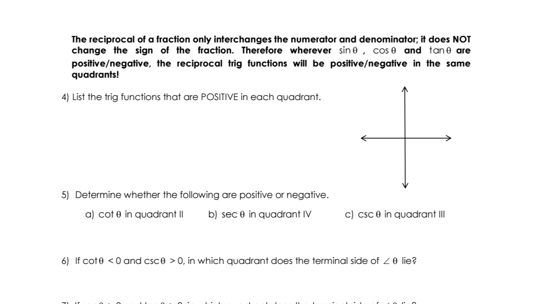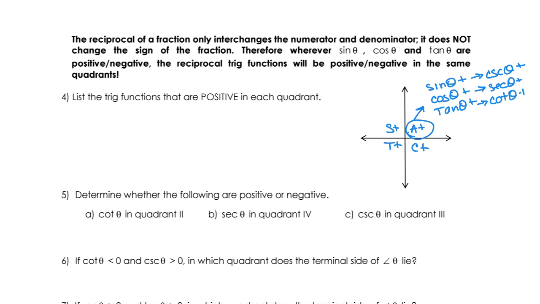So in number 4, it says list the trig functions that are positive in each quadrant. So we'll start off with all students take calculus, and A plus refers to all of them. And so we know that sine theta is positive, cosine theta is positive, tangent theta is positive, and then the reciprocal of sine theta would be cosecant theta, that's positive. Cosine theta, reciprocal would be secant theta, and that'll be positive. And the reciprocal of tangent is cotangent theta, which will also be positive. So they're all positive in quadrant 1.